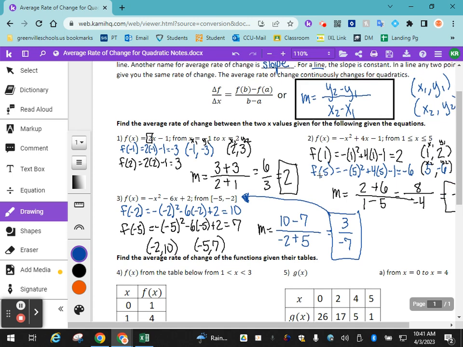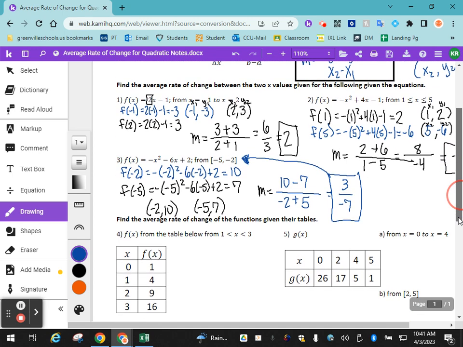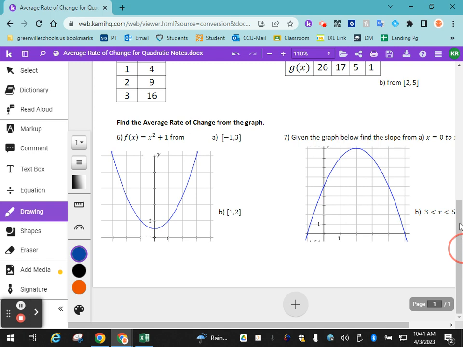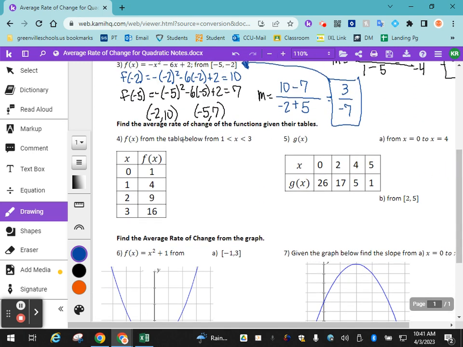And in a quadratic, you're going to get both positive and negative slopes. Okay, from a table, it's even easier because you already have your y values. These are my y values. So we just need to know which points we're going to find the slope between. So 1 and 3. So here's 1, here's 3. Find the slope between them.